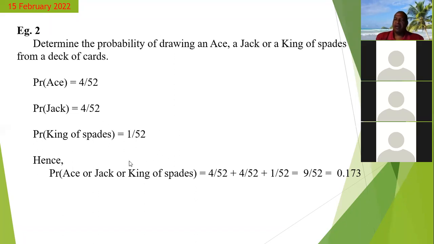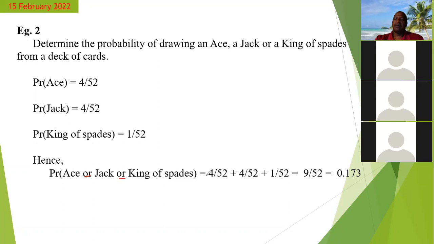Now how many king of spade do you have in the pack? You only have 1 king of spade in the pack, so you'd have 1 over 52. So if we are to find the probability of drawing an ace or a jack or a king of spade, then what we're going to do is add the probabilities. Remember, once you have the "or" between them, probability of ace or a jack or a king of spade means that you're going to add the probability of each of them together. So you add all the probabilities.